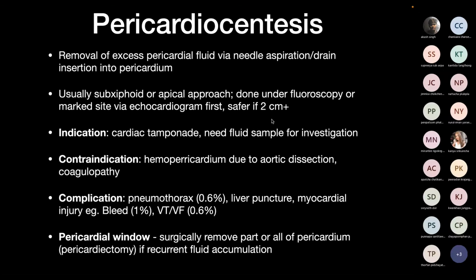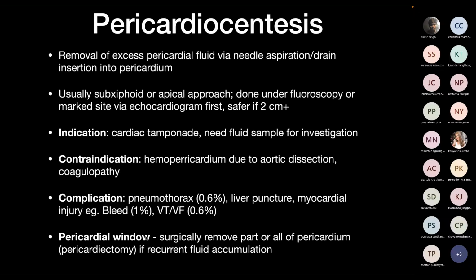And if the tamponade is happening and the fluid is usually bigger than 2 centimeters, it's usually safe enough to do. But we can't do it if we think that it's due to aortic dissection and it's bleeding inside there, or if the patient has coagulopathy, meaning they have a clotting problem, so they may well bleed too much if we do it. A possible complication is pneumothorax. We can puncture the lungs from going in a different direction or going too deep, or sometimes puncture the liver. Or if we go too deep, the needle can hit the heart and cause VT or VF or bleeding.